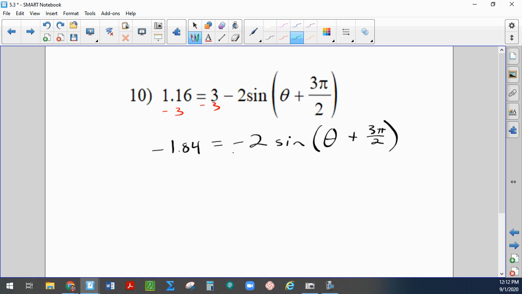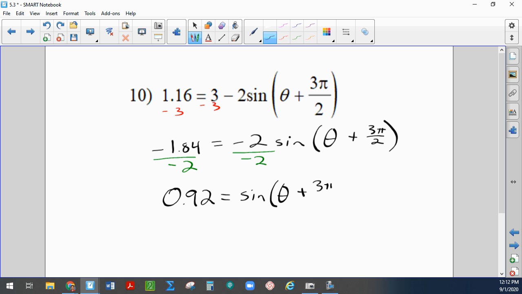Then I'm going to divide by negative 2. So now I have 0.92 is equal to sine of theta plus 3 pi over 2. We're going to do the inverse sine of both sides. And that's going to equal theta plus 3 pi over 2.